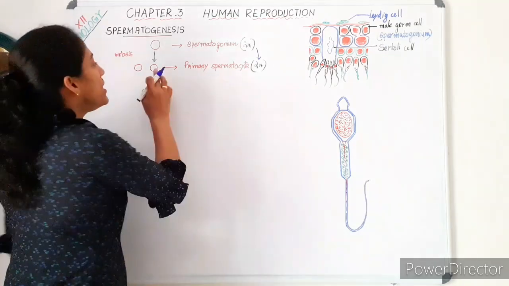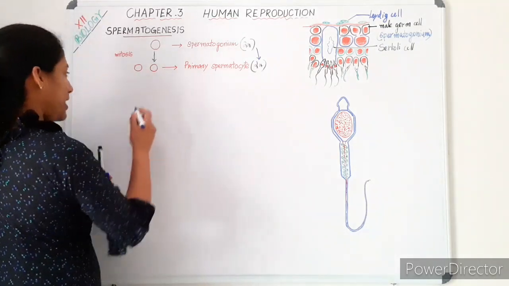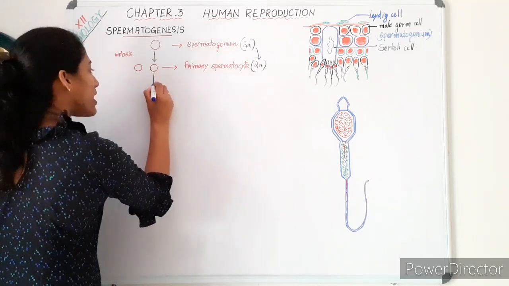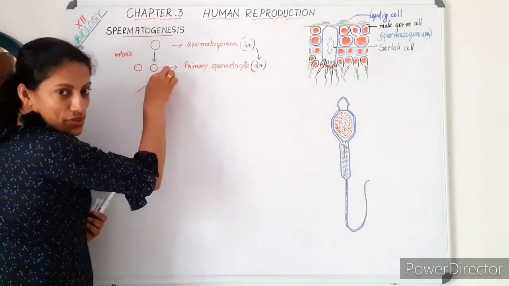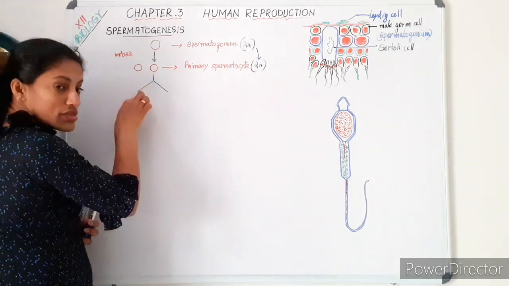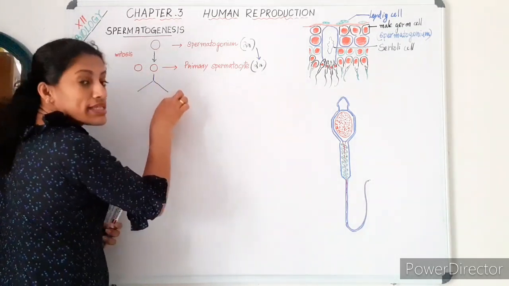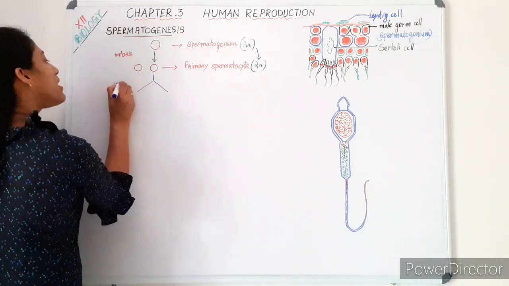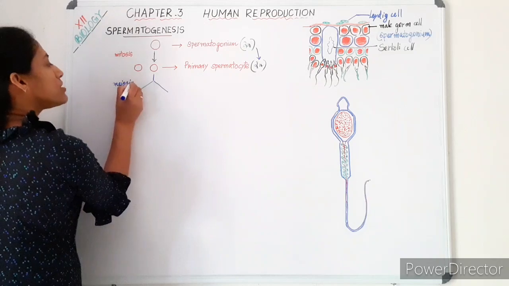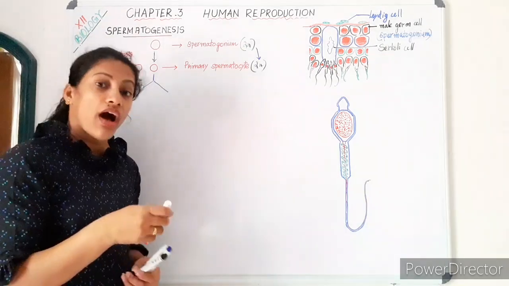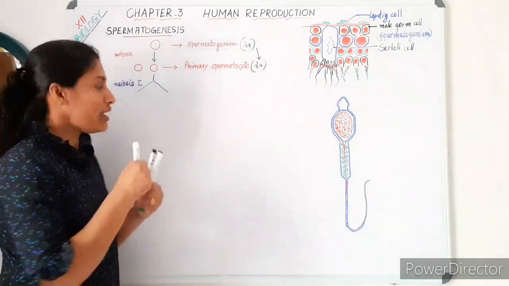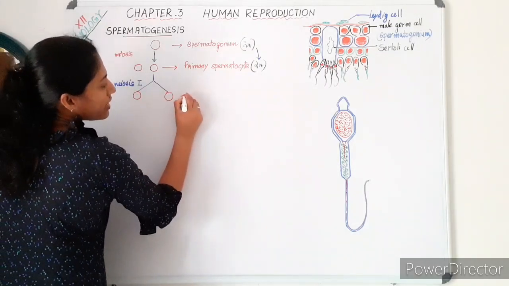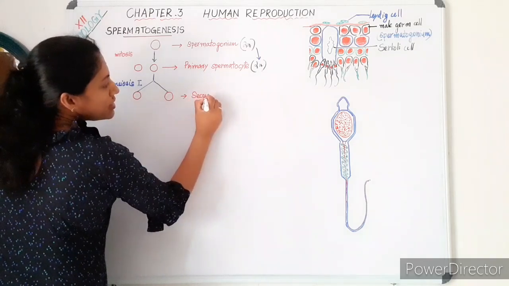Got it? Then this primary spermatocyte is acting as the meiocyte. This primary spermatocyte divides by meiosis to produce two secondary spermatocytes. Understand, at first it completes meiosis 1. Meiosis has two divisions, you know. After completing meiosis 1, it produces two cells. We can call these cells secondary spermatocytes.